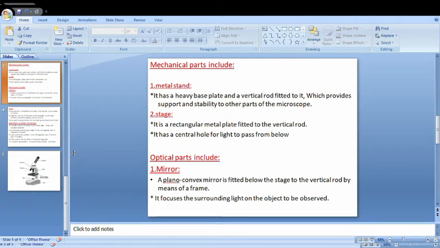Plano-convex means in simple terms it is flat on one side and outward curved on the other. I think it is simple. It is fitted below the stage to the vertical rod by means of a frame. It focuses the surrounding light on the object to be observed. It means the light is converged to be visible.